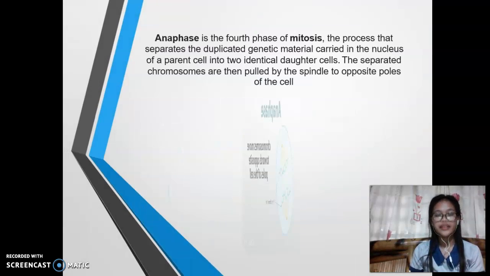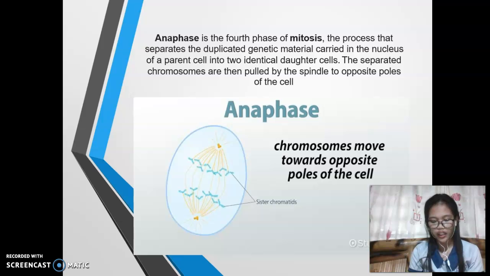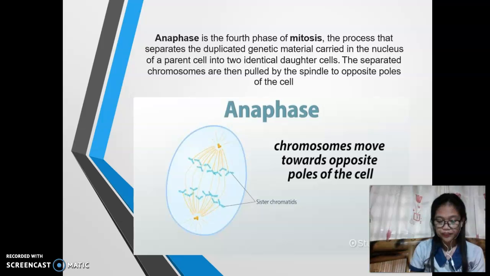Next is anaphase. In anaphase, the sister chromatids separate from each other and are pulled towards opposite ends of the cell. The protein glue that holds the sister chromatids together is broken down, allowing them to separate. Each is now its own chromosome. The chromosomes of each pair are pulled towards opposite ends of the cell.